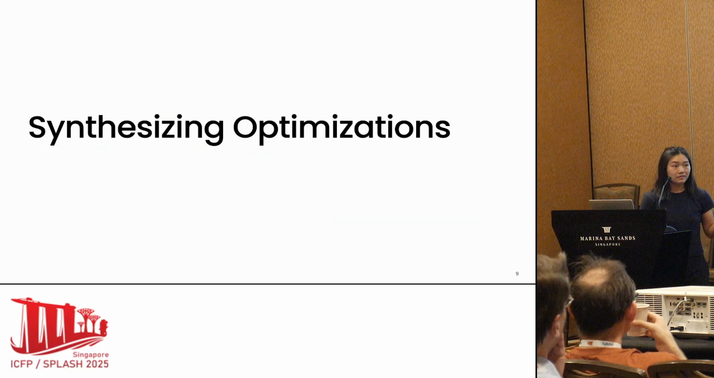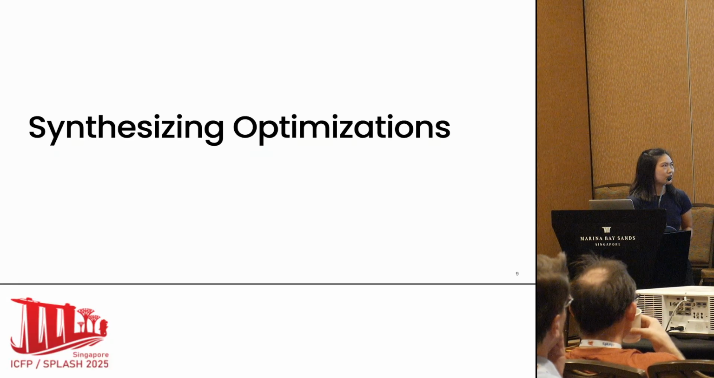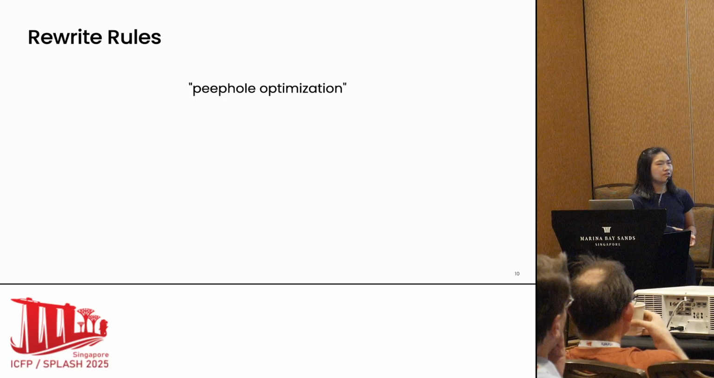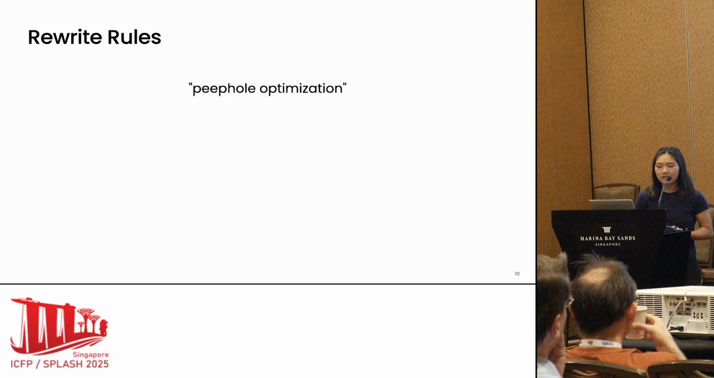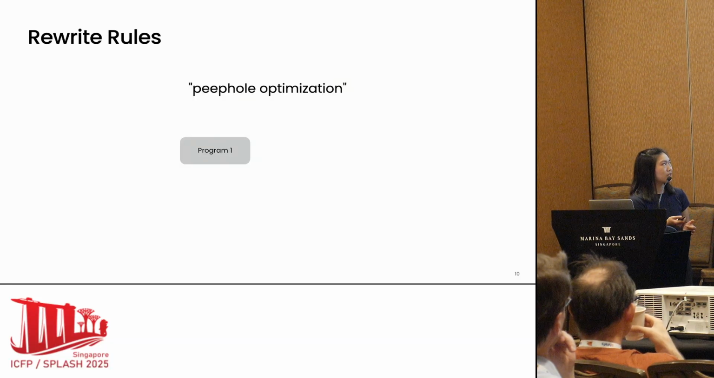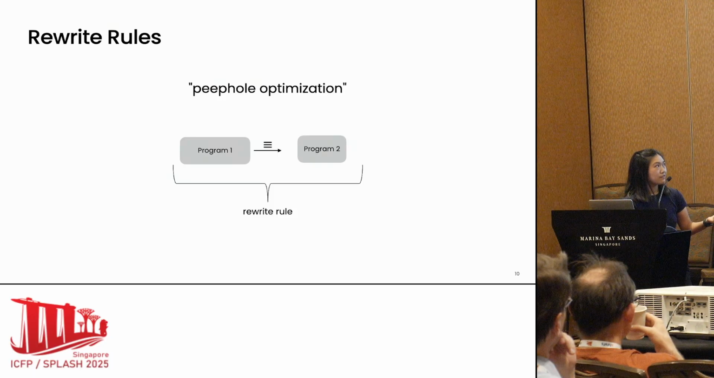And the way that we do this is by synthesizing some optimizations. So what are the optimizations that we're trying to synthesize? Well, if you're familiar with classical compilers, the things that we're trying to synthesize are these things called rewrite rules. And you might be familiar with peephole optimizations from your introductory compiler class. And so what a rewrite rule is, is very simple. It's just a pair of programs, a left-hand side and a right-hand side that you can rewrite to. And if these are equivalent, then we call that a rewrite rule.